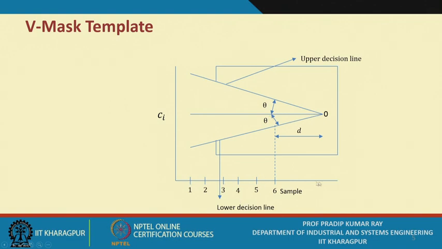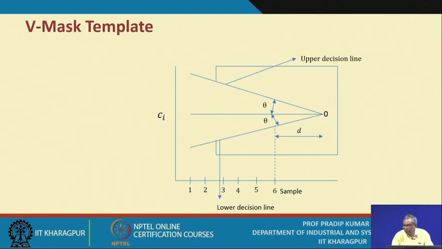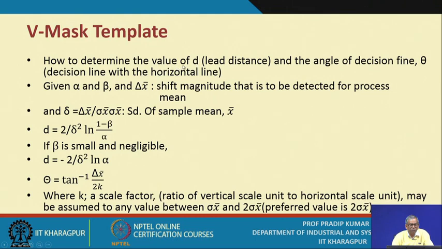Okay, so the x-axis represents the samples, and the y-axis represents the Ci. Is it okay? The Ci means the cumulative deviation, at a sample i, of the observations from the target value. So we have already defined Ci. So it is basically Ci versus sample numbers. So what you need to do is determine the value of theta and the value of the lead distance. Okay. So how to determine the value of d, the lead distance, and the value of the angle of the decision line theta with the horizontal line. That means decision line with the horizontal line.